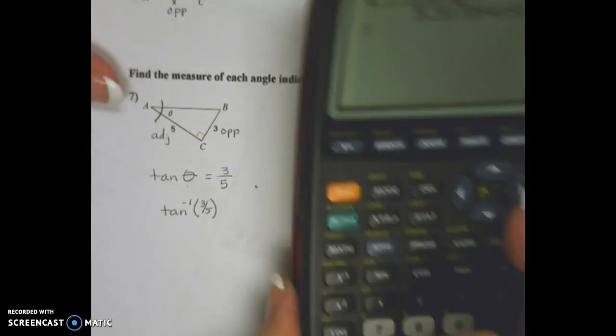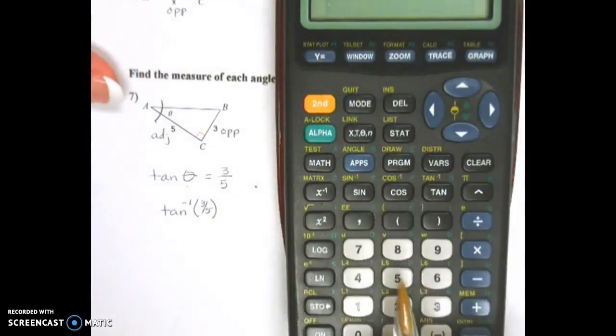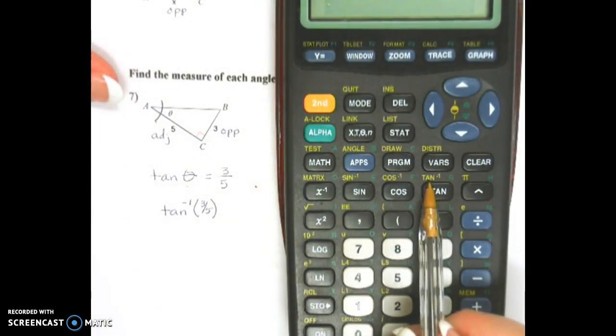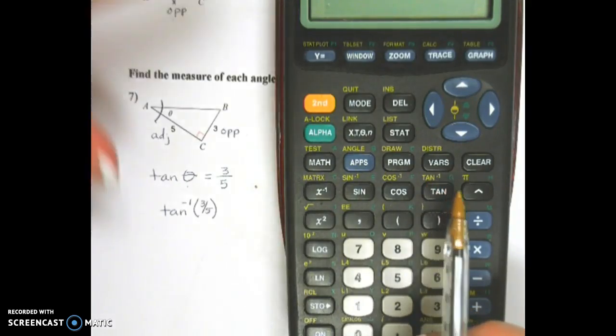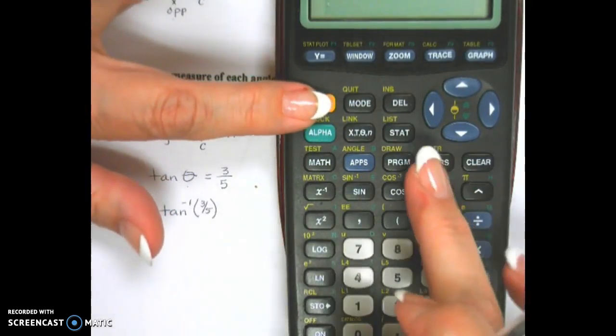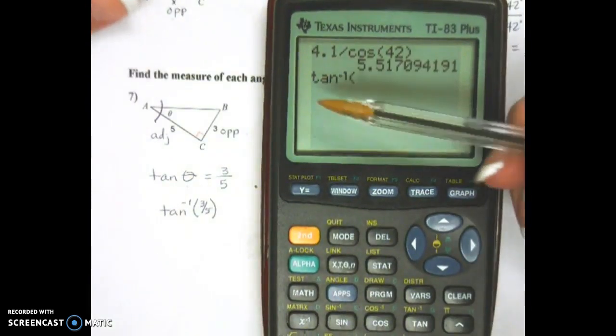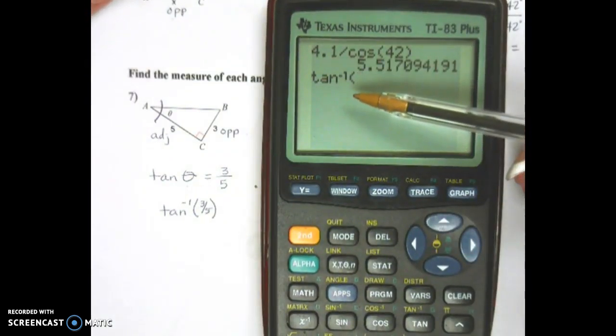Now, since I'm finding the angle, I'm going to use the inverse tangent. Now remember, inverse tangent is above tangent. On mine it's written in yellow. On yours it's written in blue. So we will use second and tangent. And it brings up the inverse tangent.